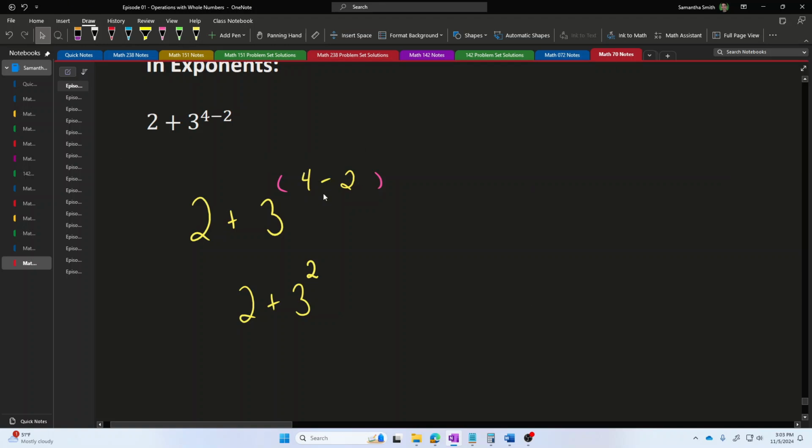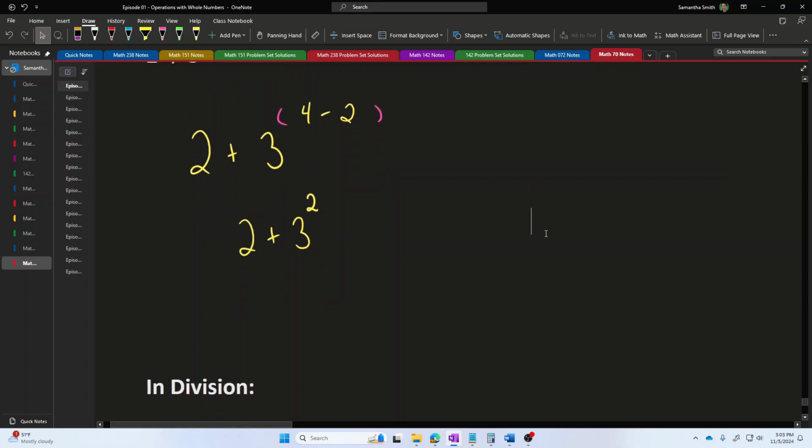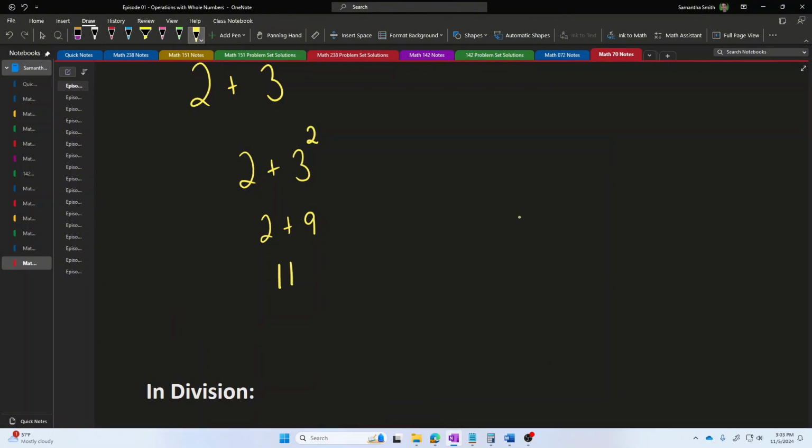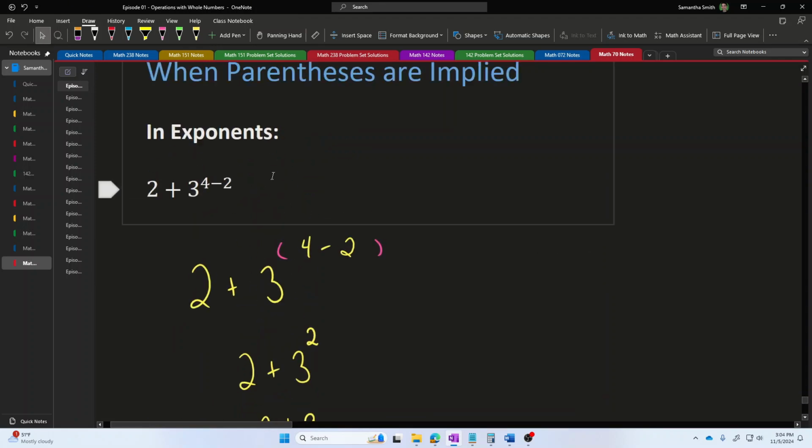So now that I've completed the hidden parentheses in PEMDAS, the next thing I will do is complete this exponent, the E in PEMDAS. So I get 2 plus 3 times 3, 2 plus 9, and the result of that will be 11. So if you have a bunch going on in the exponent of a number, then complete whatever operations are in that exponent. Do that first.